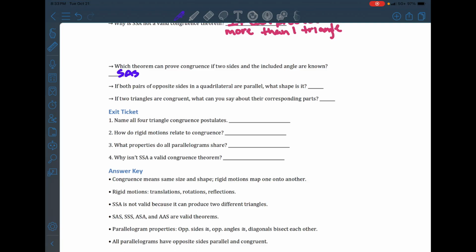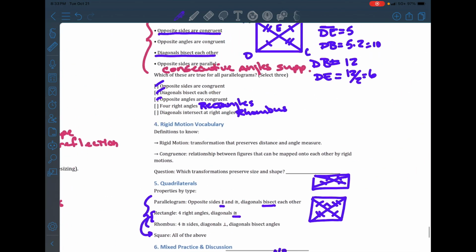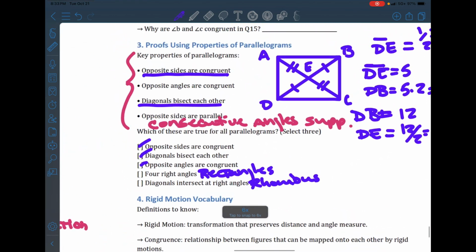If both pairs of opposite sides in a quadrilateral are parallel, what shape is it? If opposite sides are parallel, it is a parallelogram. So you really only need one of these things to know that it is a parallelogram. If I say opposite sides are congruent, you know that it's a parallelogram. If I said opposite angles are congruent, parallelogram. Same with the other two.